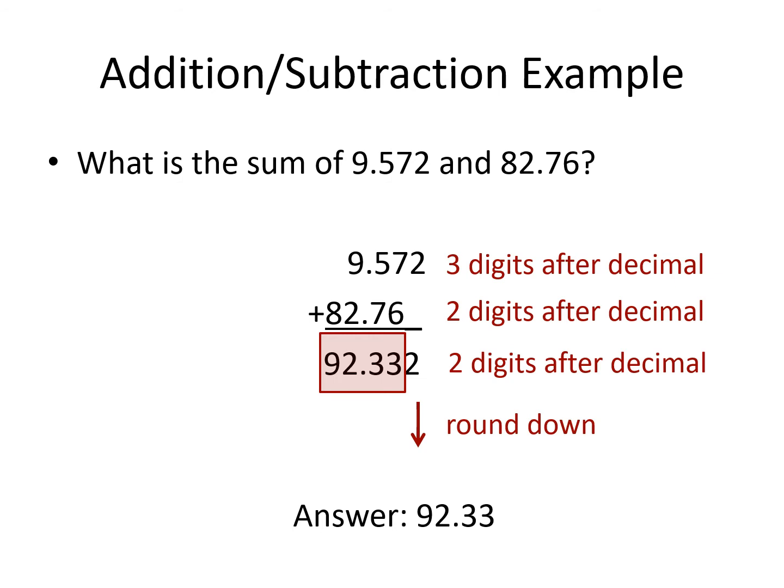One thing that I have seen students do is to line up the numbers with the decimal points all in a column, like shown on the slide. Then you can draw a vertical dashed line after the number with the fewest digits after the decimal. In this case, it would go after the 82.76 and would end up cutting off the 2 in the top number and the 2 in the bottom number.